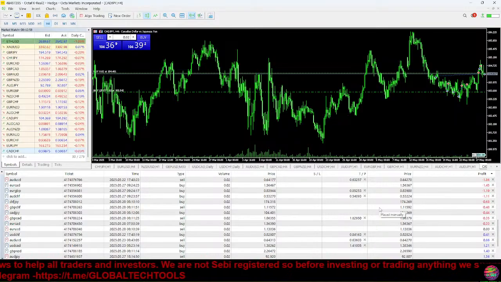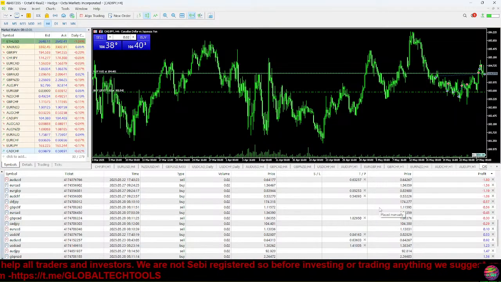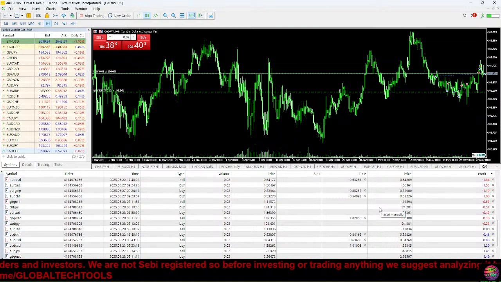Now, this platform is strictly and only to look at the market. This is where you're going to be identifying if you're ready to buy or if you're ready to sell.